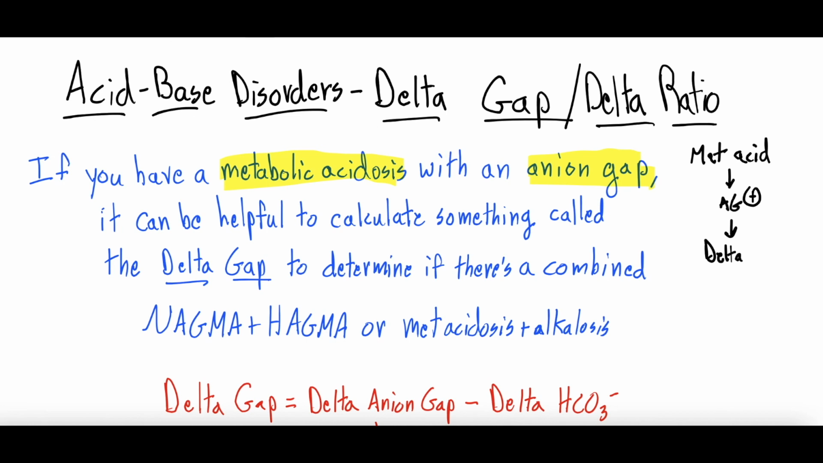What this delta gap does is determine if there could be a combined acid-base disorder. Essentially it can determine if there is a combined non-anion gap metabolic acidosis with a high anion gap metabolic acidosis, or even a metabolic acidosis with a metabolic alkalosis. This is really important when you're thinking about what is causing the acid-base disorder in a patient. You need to know if there are some of these combined disorders. This is some advanced acid-base stuff. It would be very impressive to do on the wards, and it's also commonly tested on.